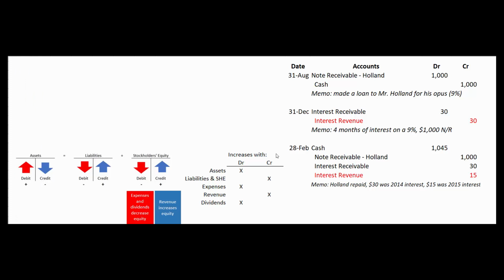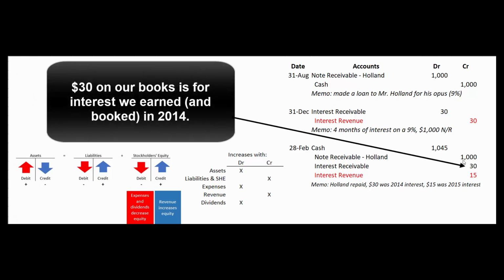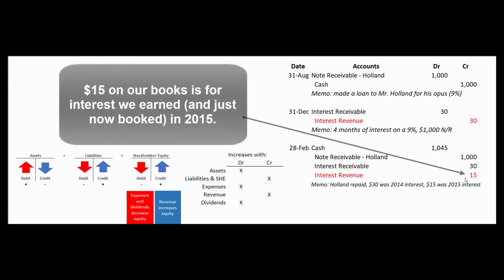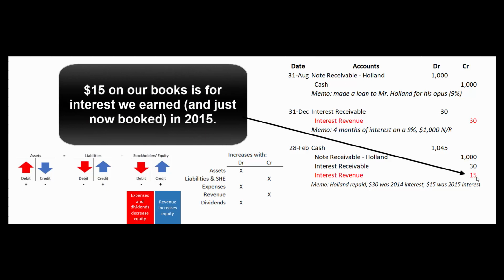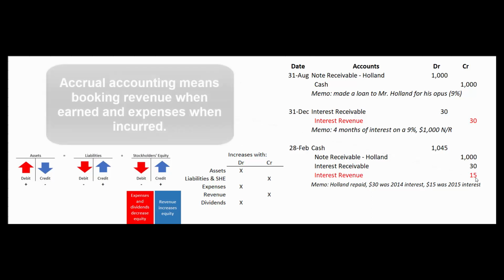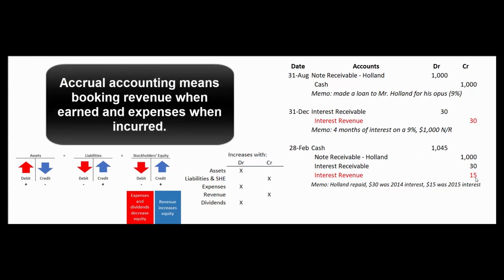So in this journal entry on February 28th, this $30 entry here represents the interest we earned during 2014, and this $15 represents the interest that we earned during 2015. Since we're doing accrual accounting, we want to get our interest revenue into the correct periods.